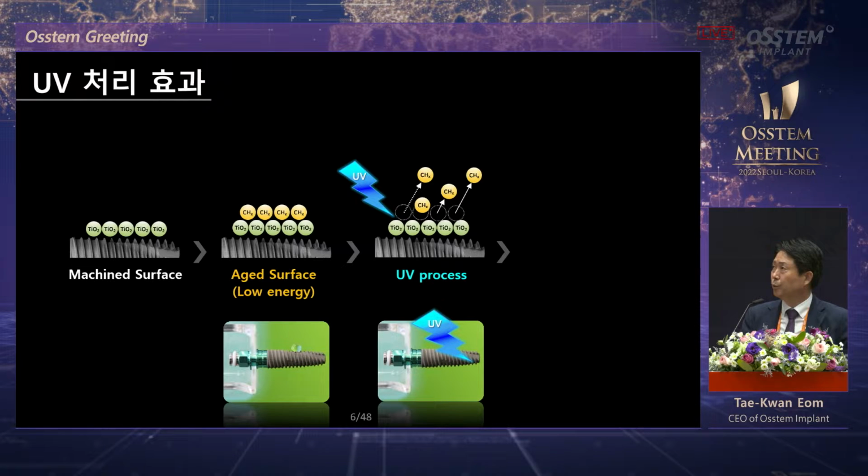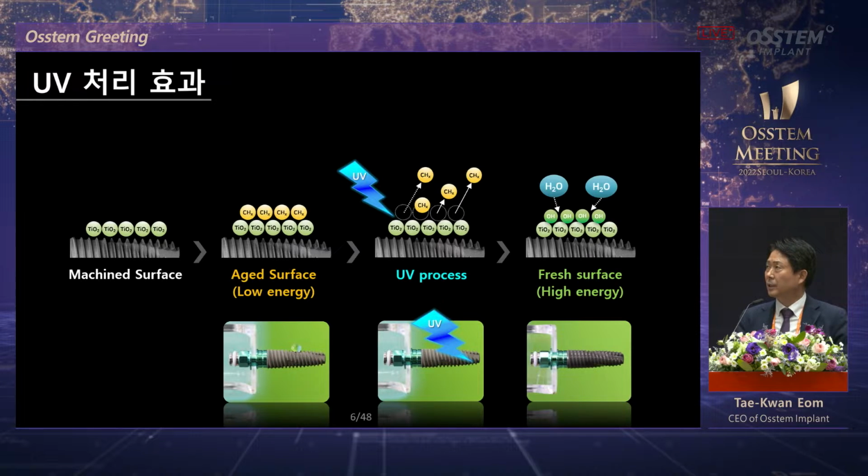So there are hydrophobic characteristics, and if UV is projected, the hydrocarbon would disappear and OH would be attached on the surface. Because of OH, H2O would be absorbed. So the surface is aged and goes back to a fresh surface. On the right, the energy level is high. So the energy is attracting water. On the left, the aged surface has low energy.